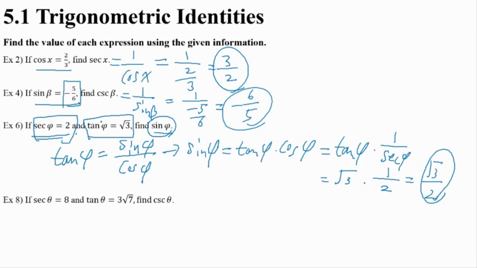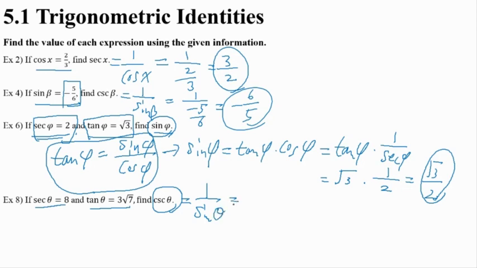If you understand the relationship, just plug in. Alright, number 8. Also a problem of secant. Secant theta is 8, tangent theta is 3 square root 7. In this case, they're asking for cosecant. A little different, but cosecant means what? 1 over sine theta.